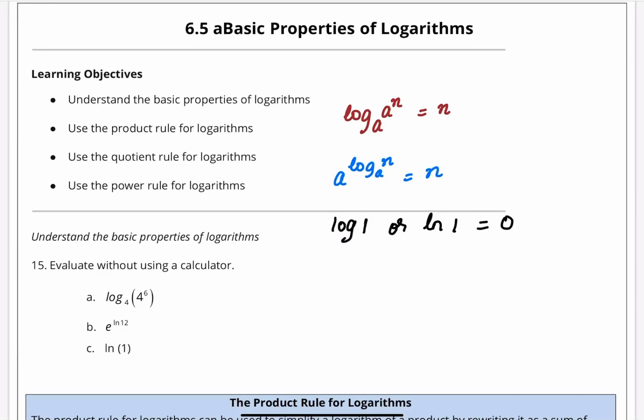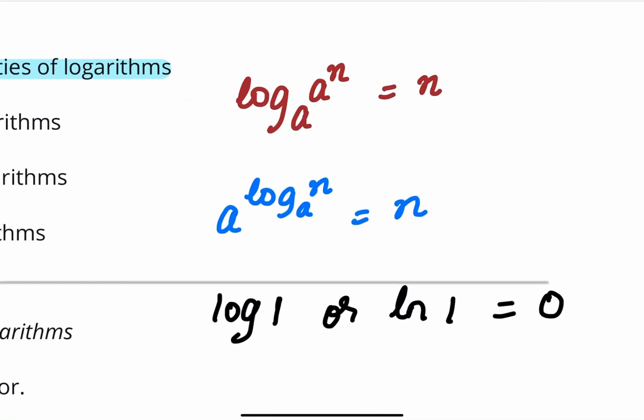Now let's go ahead and take a look at basic properties of logs. In this section, you'll be looking at the properties, which are the product rule, the quotient rule, and the power rule, my favorite. But before we go ahead, let's take a look at what we have here. This is very important. You should probably write this down.